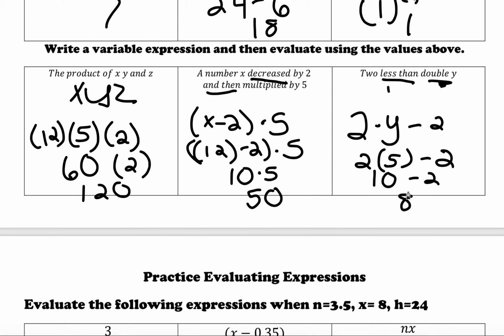And now I'd like you to go to the back page and work on the practice.